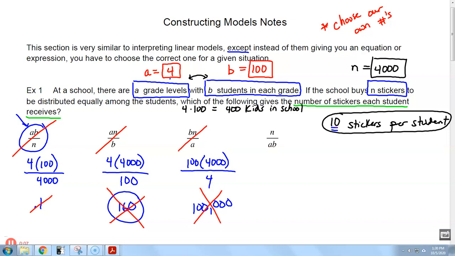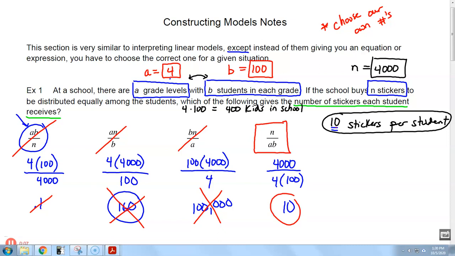So we go to plug this one in, and I do 4,000 divided by 4 times 100. 4,000 divided by 400 is 10. So luckily, this one worked out right. So this would be the expression that would calculate the stickers per student.